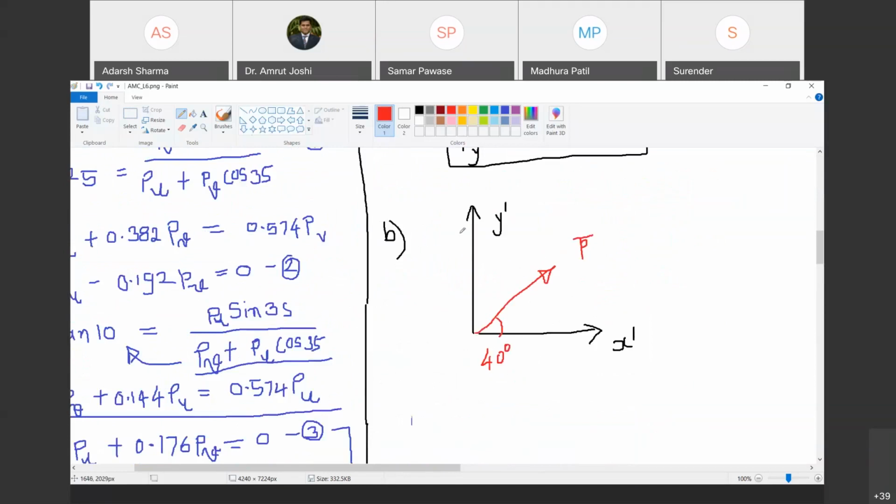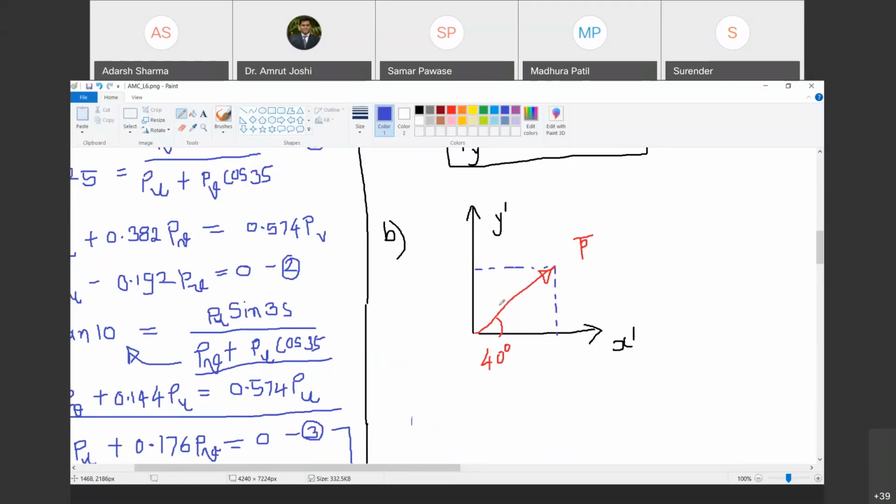Now, how do I resolve it along x dash and y dash? From tip of P, I have to draw a line parallel to y dash. From tip of P, I have to draw a line parallel to x dash. So the resulting parallelogram formed is a rectangle, and therefore we call these components rectangular components. Are you with me? Yes, sir. Rectangular components, iska matlab ye nahi hai ki aap hamesha horizontal aur vertical ke along components nikalenge. Nahi. Koi bhi do aise directions jo ek dusre ko perpendicular hai, unke about agar aap force ke component nikal rahe ho, to us components ko hum bolte hai rectangular components.